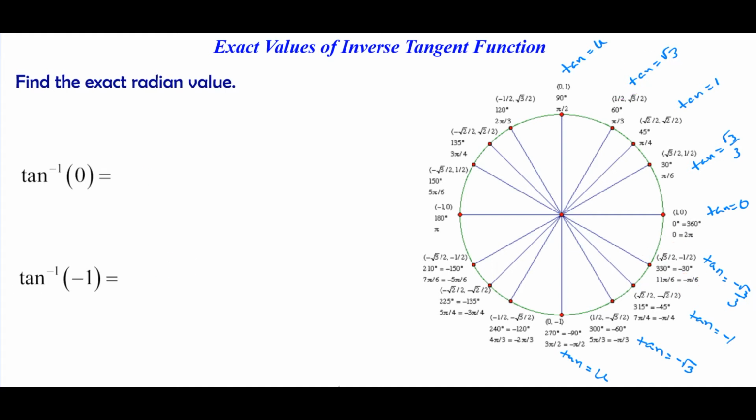Two more examples here. We've got inverse tangent of 0. So that happens here. Remember, we want to be careful here that we give the answer of 0 and not the 2 pi. And then finally, we've got inverse tangent of negative 1, which is happening here. And so my answer is going to be negative pi over 4.